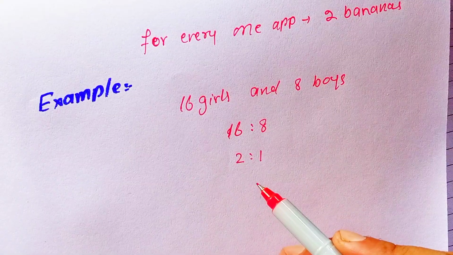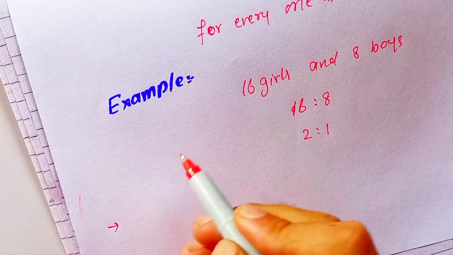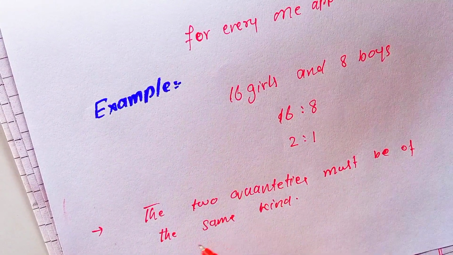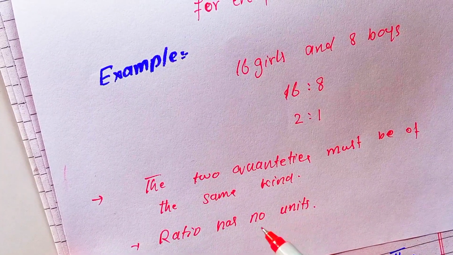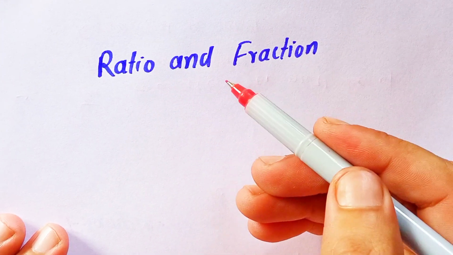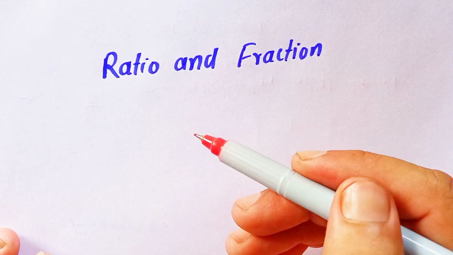There are some important points to be kept in mind. One is the two quantities must be of the same kind. The second one is a ratio has no units. Ratio and fraction. The ratio can be expressed as a fraction.